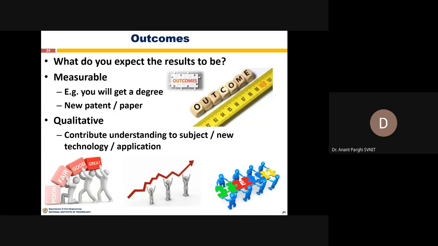What will the outcome of your research be, and is it measurable? For example, you will get a degree at the end of your PhD. Sometimes you will register a patent. You will publish a research article, so it is a measurement. So how can you measure it? And then qualitatively, which means contributing to understanding of the subject, a new technology, a new application. You are filling a gap in the existing research, and we can rate it as poor, fair, good and great ideas. So your outcome is very important.